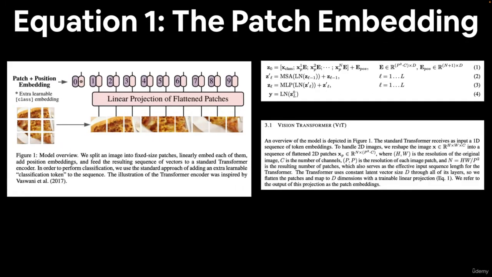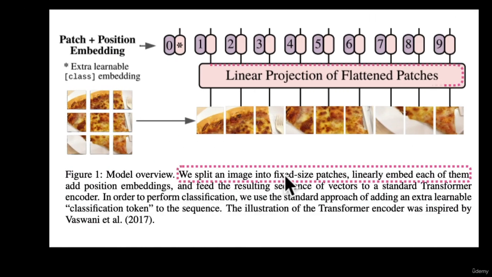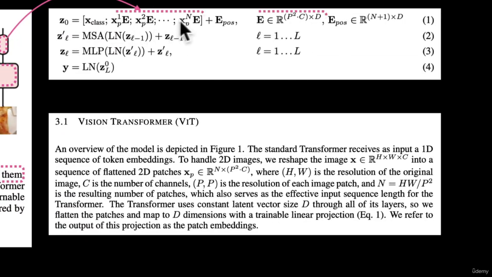Well, we've got the main part of equation 1 done, right? So equation 1, the patch embedding. Now I've just altered figure 1 a little bit just to focus on the linear projection of flattened patches. This is what we've replicated. We've gone from a 2D image into a sequence of flattened 2D patches. So we split an image into fixed size patches, linearly embed all of them. So that's what we've done. We've created these linear projection of flattened patches. We've made this portion of equation 1.